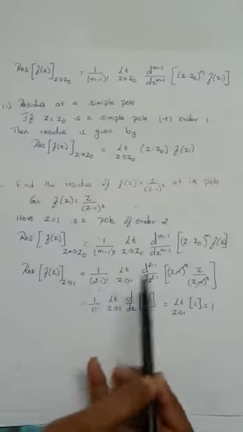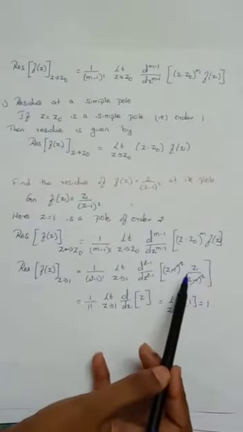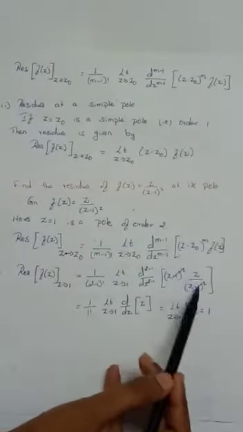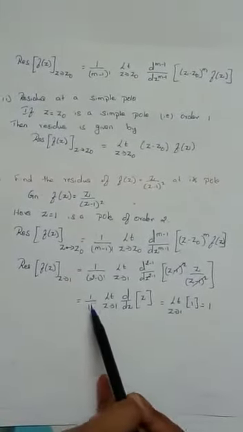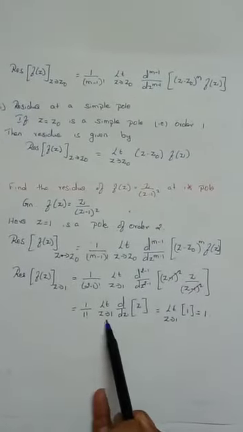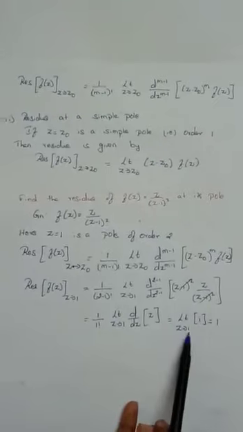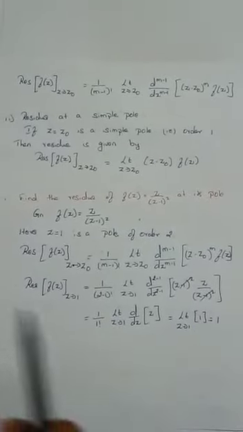Here z0 is 1, so z minus 1 whole square. f of z is z by z minus 1 whole square. Both these get cancelled. We'll have 1 by 1 factorial limit z tends to 1 d by dz of z, which is limit z tends to 1 of 1. Answer is 1.